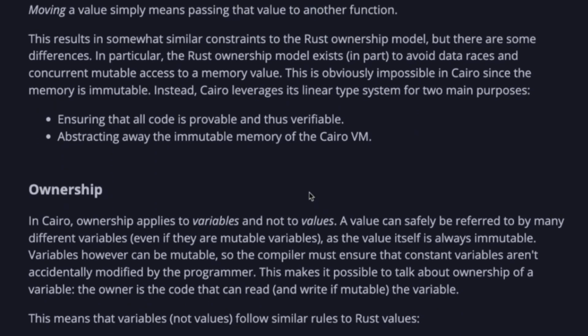All right. So now, what exactly is ownership? In Cairo, when we talk about ownership, we are actually referring to variables, not values. So essentially, you do not exactly own values, because values are immutable. That particular value is always going to remain the same, but the variable which points to that value can actually change. So the variable is what is mutable, and as such, it is what is owned by a particular piece of code.